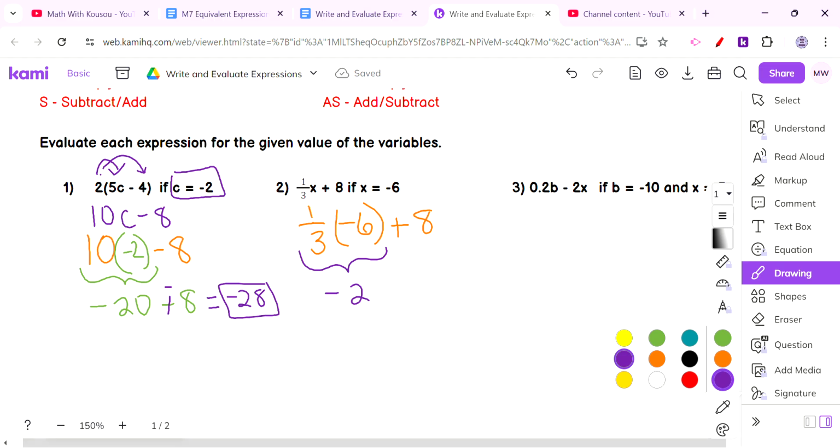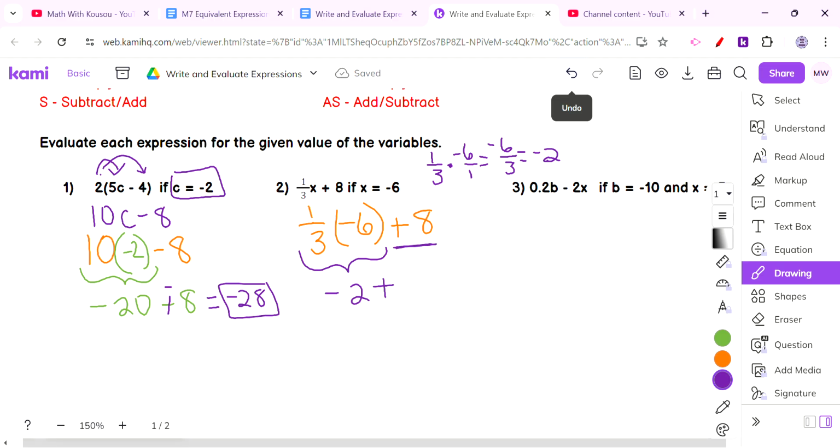If that doesn't make sense to you, you can go ahead and write it off to the side. We have 1/3 times negative 6 over 1, and you'll get negative 6 over 3, which is in fact negative 2. Okay. So 1/3 times negative 6 is negative 2, and then this plus 8, we just drop it down. And we go ahead and continue to solve. Negative 2 plus 8 gets us positive 6.